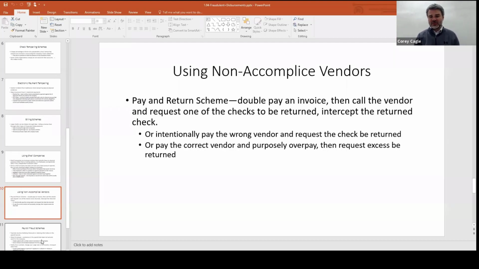Or a variation on that is, instead of double paying, just send money to some vendor and say, hey, we paid you by mistake, send it back. Pocket it. It's in the records already, it's approved. It's kind of clever too. Or overpay the vendor and say, oh, send us back the difference, and then you pocket that. You can see how that would be an easier one to pull off, because it seems very legitimate. You're paying this guy, you always pay, right? So pay and return.